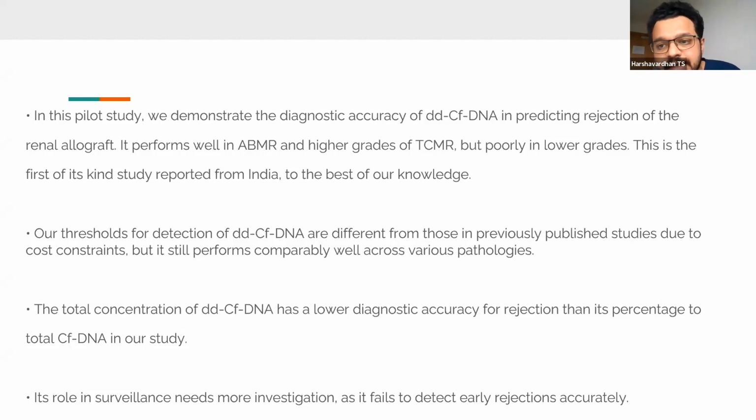But I think the underlying theme, even from the latest studies, is that donor-derived cell-free DNA is a marker of graft injury. So it should be taken as a marker of graft injury.